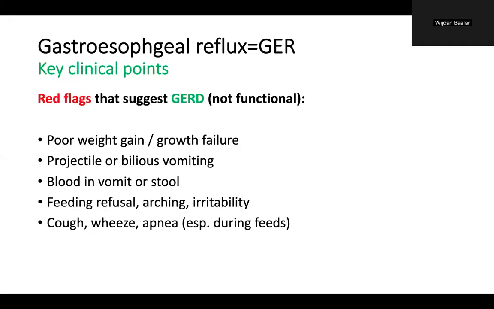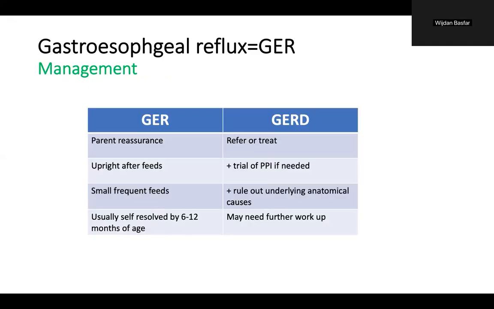So what are those red flags that point you to GERD? Poor weight gain, projectile or bilious vomiting, blood in vomit or stool, feeding refusal, cough, wheezing, or apnea. In management, it follows the same principles as the other functional GI disorders: educate, reassure, validate.